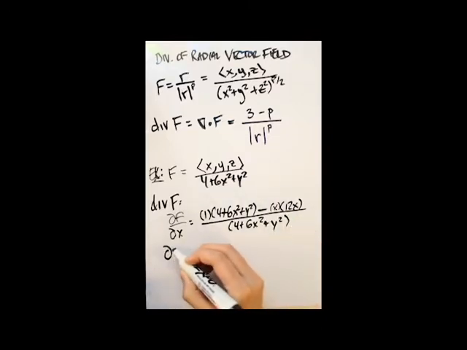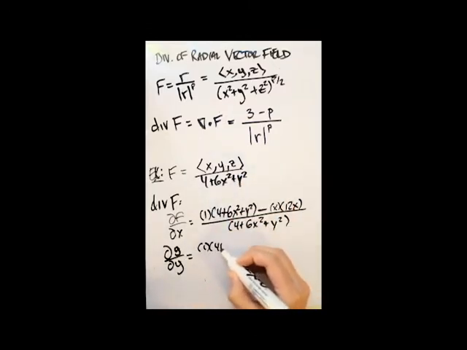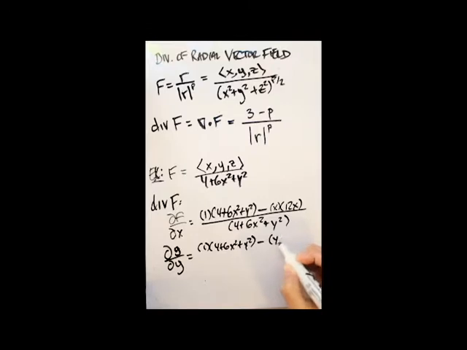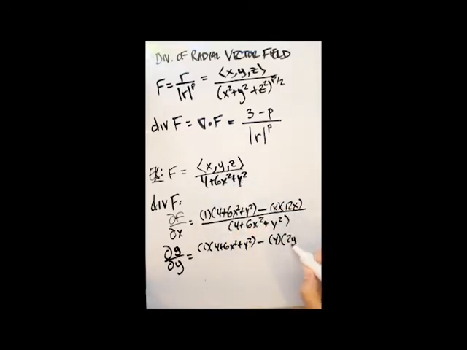Now the partial derivative with respect to y. Same idea: derivative of the top times the bottom, minus the top, which is y, times the derivative of the bottom. This time we're considering only y to be the variable, so this turns into 2y, all over our denominator squared. I forgot the square the last time. There we go.